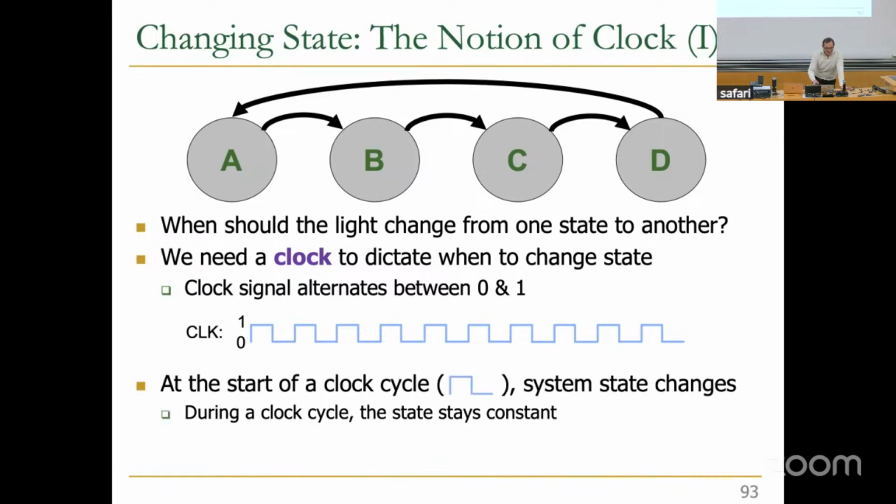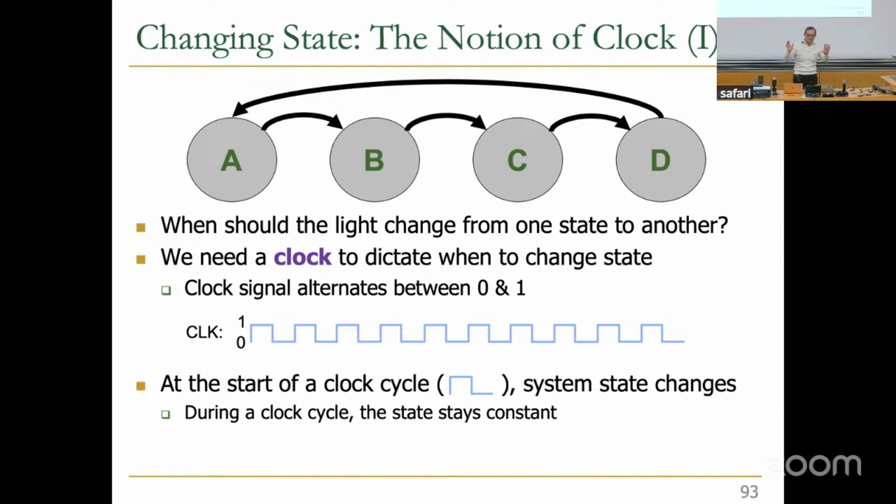Okay, so at the start of the clock cycle, the system state changes, meaning this clock edge, positive edge clock. During a clock cycle, the state stays constant. Keep it that way because you do some computation potentially during that time. In this case, the computation is very simple. You stay at that state, you keep things green. But we're going to see a smart traffic light. During that clock cycle, it may actually do some computation and say, I'm going to stay in green for a little bit longer, right? You may have seen those smart traffic lights.